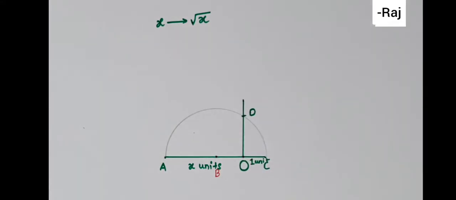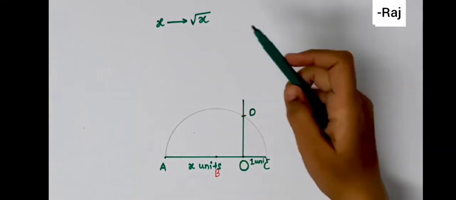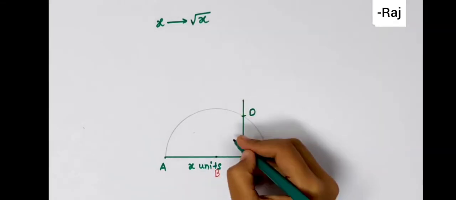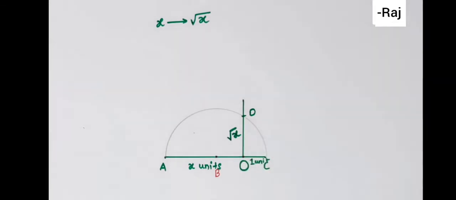Now what is so special about this D? It might sound like magic, but it turns out that the length of OD is exactly equal to the square root of x. Yes, OD is equal to the square root of x. Now I will tell you how you can verify this a little bit later.